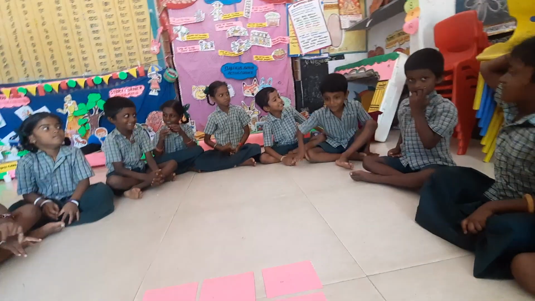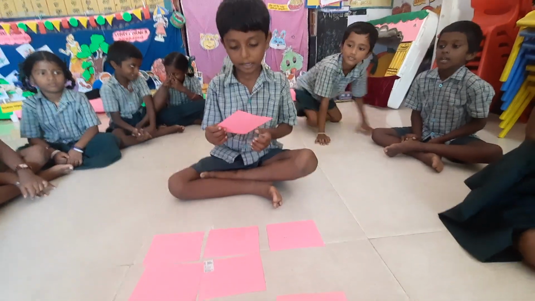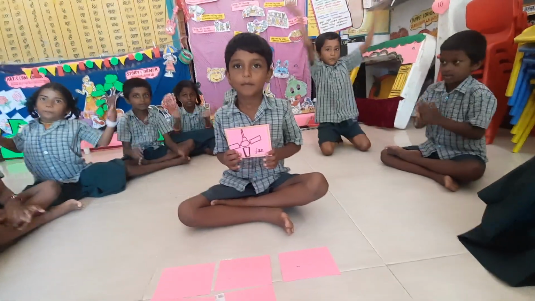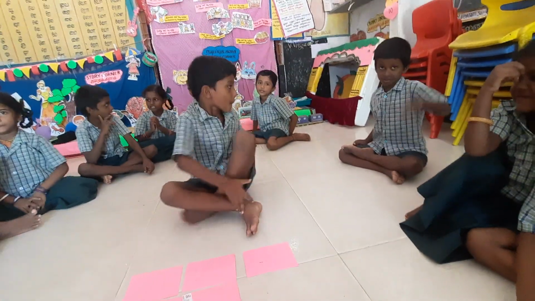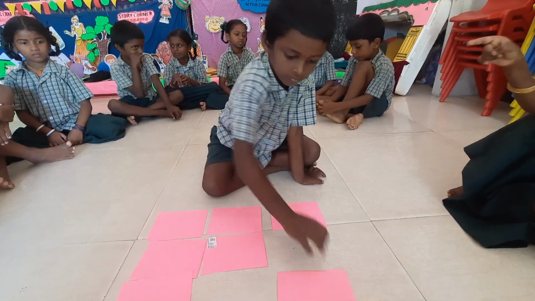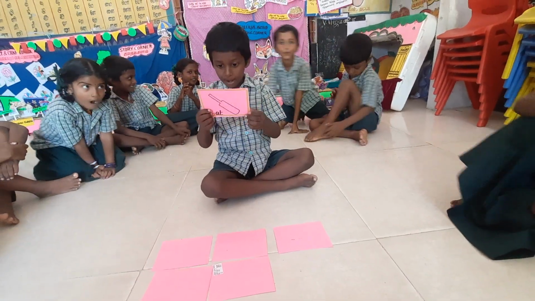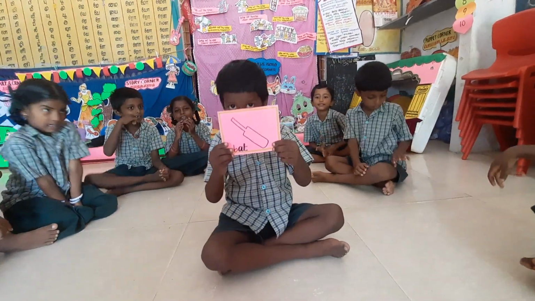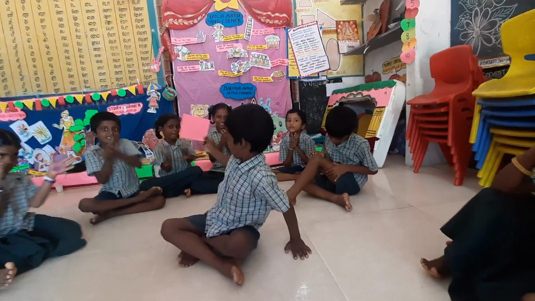Next. Nithik, come here. You take a card. Show it to me. Good. Clap for Nithik. Show to others. Fan. Very good. Give it to me. You can go to your place. Darshit, come here. You take a card, Darshit. Very good. Say the name. Very good. Clap for Darshit. Show to others also. Good. You can go to your place.